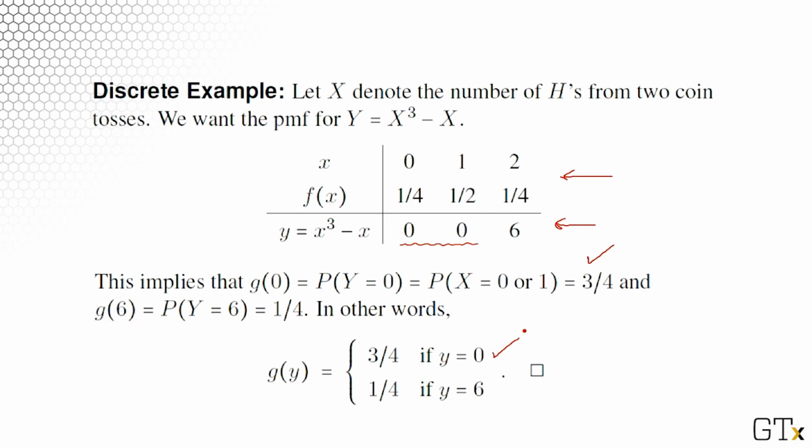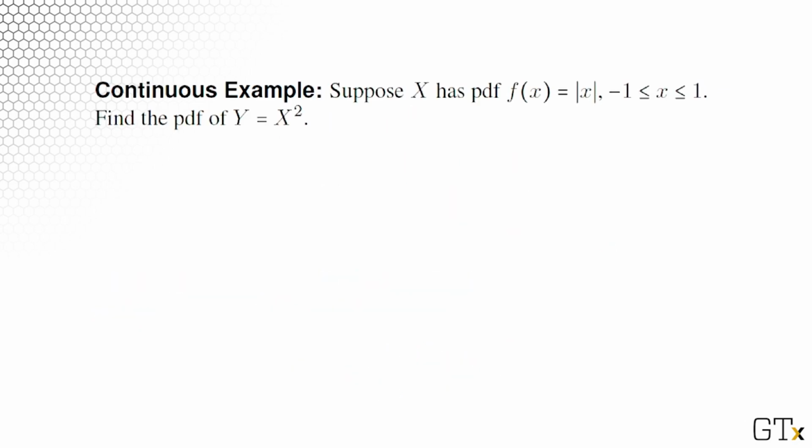Very, very easy. Let's do a continuous example. This one's a little bit more challenging. Now suppose x has PDF, because it's continuous, f of x equals the absolute value of x. And this is going to be defined for x between negative 1 and 1. It looks like this, sort of a reverse triangle. It goes from -1 to 1.